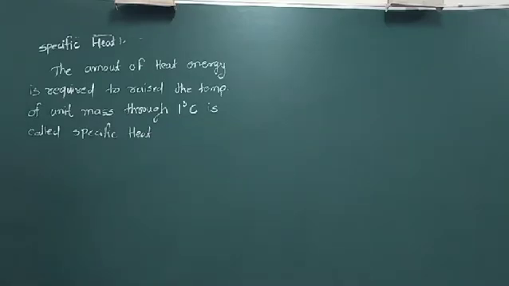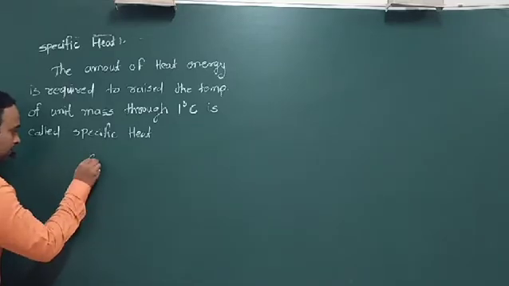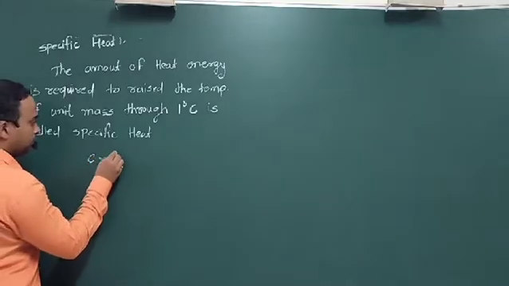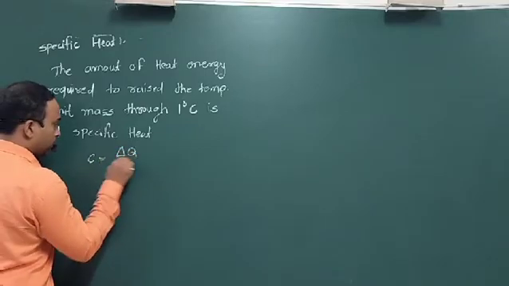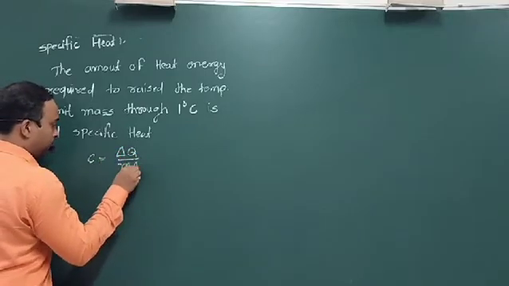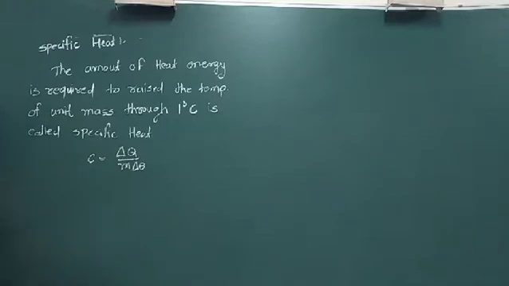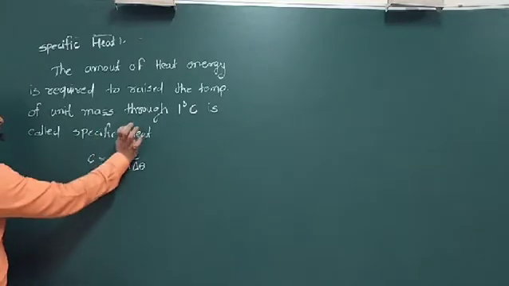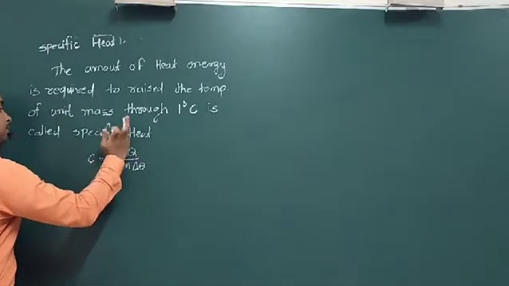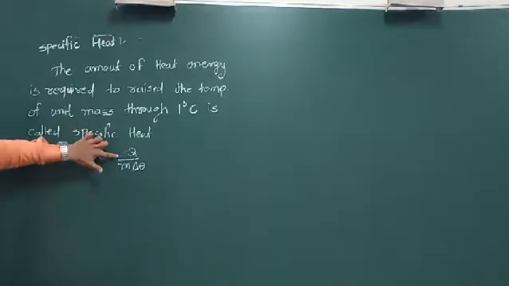Specific heat of that body. Specific heat is denoted by C, which is equal to Q upon m delta theta. This specific heat is classified into two types.